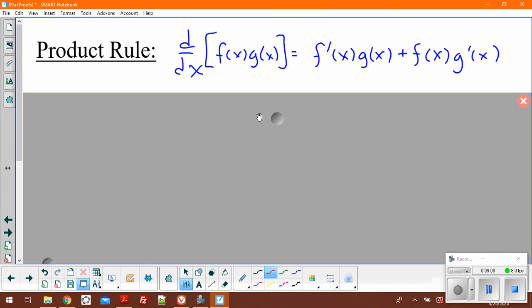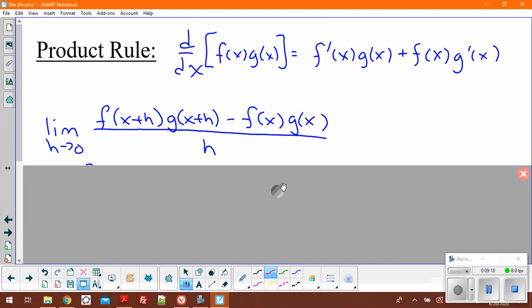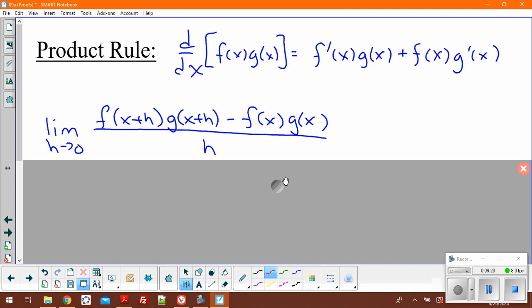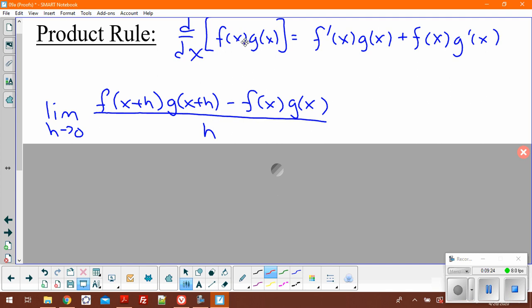Okay, the last one I'm going to go through is the product rule. Why do we have to do this f prime of x, g of x, and so on? Well, I start with my limit, the limit as h approaches 0. My initial function is f of x times g of x. So that's f of x plus h times g of x plus h minus f of x g of x.